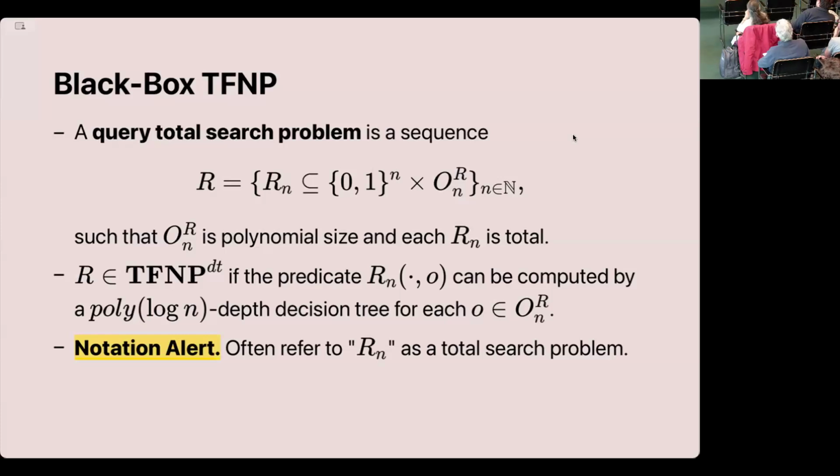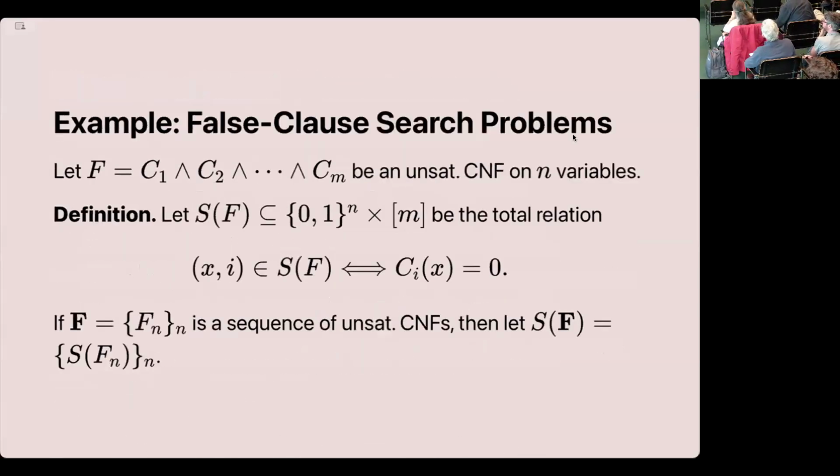Let me give an example which will hopefully clarify things. Here's the canonical example that you should keep in your mind, which should be very familiar to proof complexity folks. If I start with an unsatisfiable CNF on m clauses, this gives me a very natural query total search problem, S of F, which is the following: given an input X and the name of some clause i, I accept if that clause is false when I evaluate it on X.